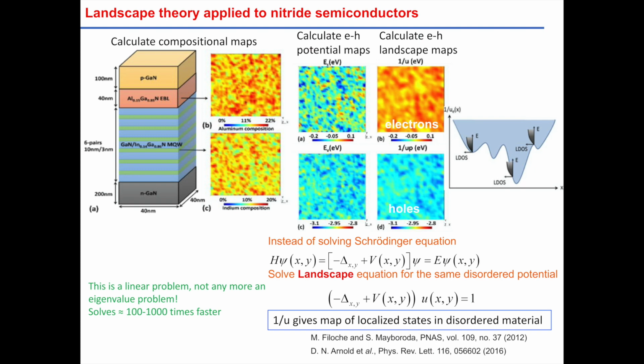For instance, for one layer of indium gallium nitride, I can go from the energy, from the disordered potential for the electrons in the conduction band, to 1 over u for electrons. And I can do the same for the holes. So I can do that for the electrons and for the holes, and I have the maps of energy levels for electrons and holes, and for 1 over u.